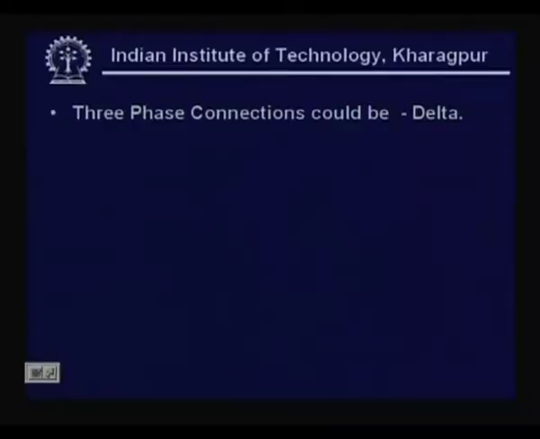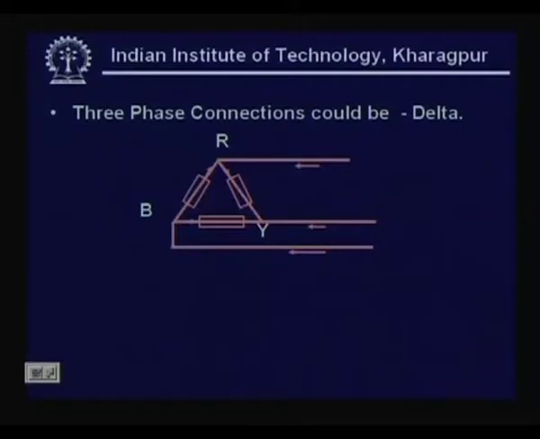Now once you have a three-phase generation, the question arises, how do we use this? This is used by various connections. The two major methods adopted are delta and star. So three-phase connections could be a delta. As you can see, three sources are connected, because if we take the instantaneous sum of the voltages generated when connected, it is 0.